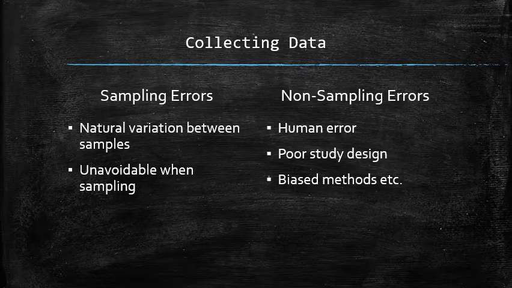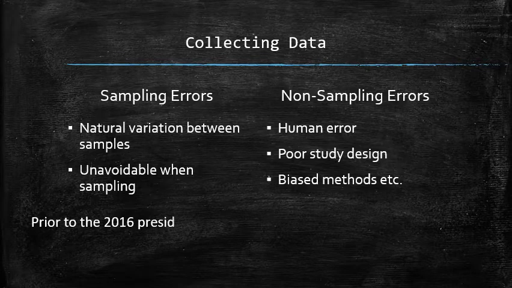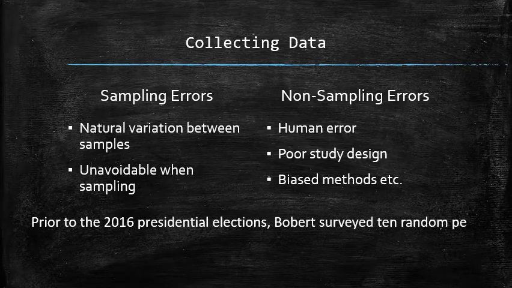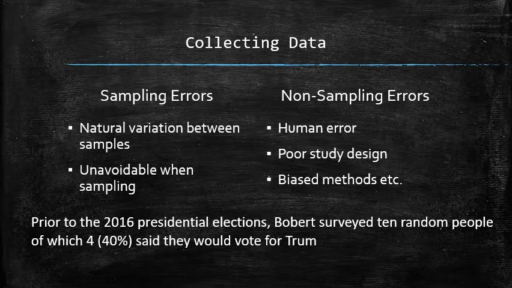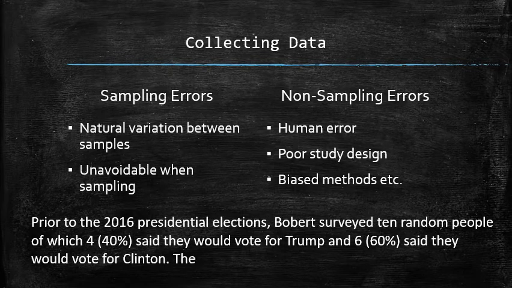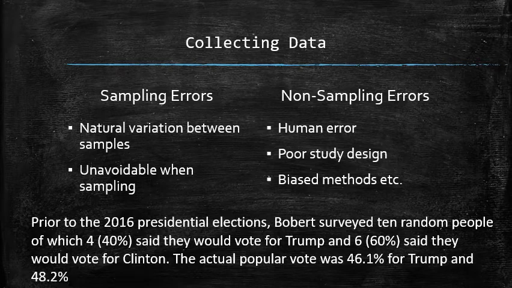Let's classify the error in the following example. Prior to the 2016 presidential elections, Bobbert surveyed 10 random people, of which 4 said they would vote for Trump and 6 said they will vote for Clinton. The actual popular vote was 46.1% for Trump and 48.2% for Clinton. Do you think this was a sampling error or non-sampling error?